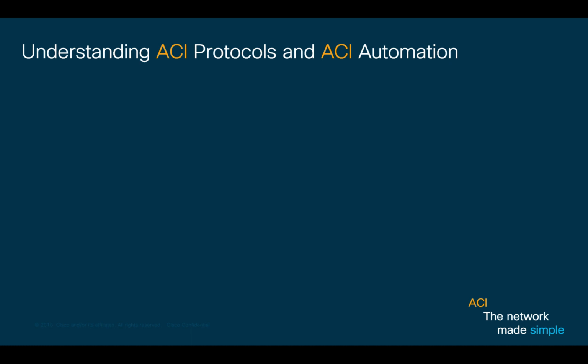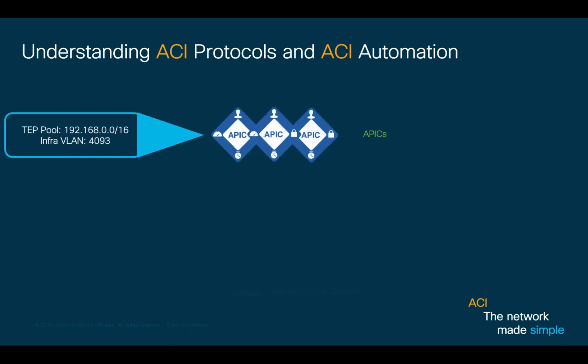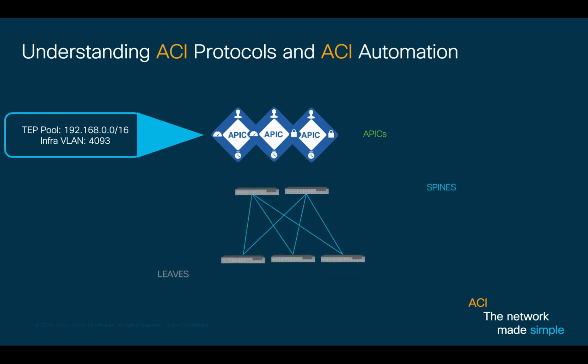If you remember, we just configured our APICs with a TEP pool and an infrastructure VLAN. ACI will automatically discover the fabric elements, such as spines and leaves, through LLDP and DHCP, and APIC will provide DHCP offers from the TEP pool you defined. Internal communications, such as this one, will flow through your infrastructure VLAN, which in our case is 4093.